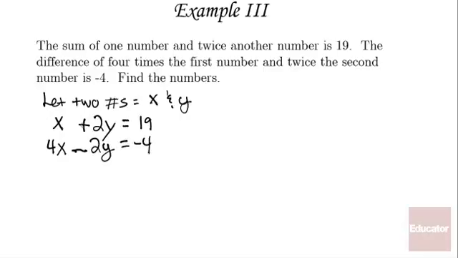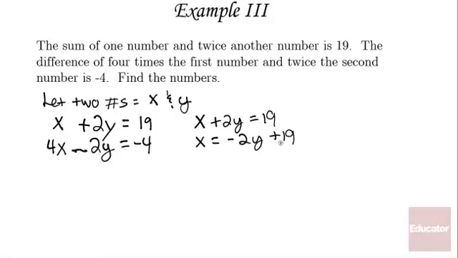So when I look at these, I see that there's actually a couple ways I could go about this. I could use addition because I have opposite coefficients. I have 2y and negative 2y. I could also use substitution because I have an x with a coefficient of 1. And I'm going to go ahead and use substitution here. x plus 2y equals 19. Well, I need to isolate my x, which is going to give me negative 2y plus 19.